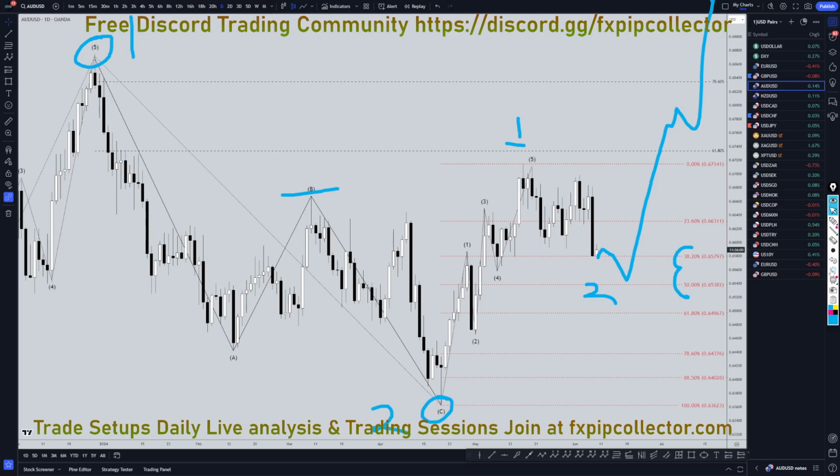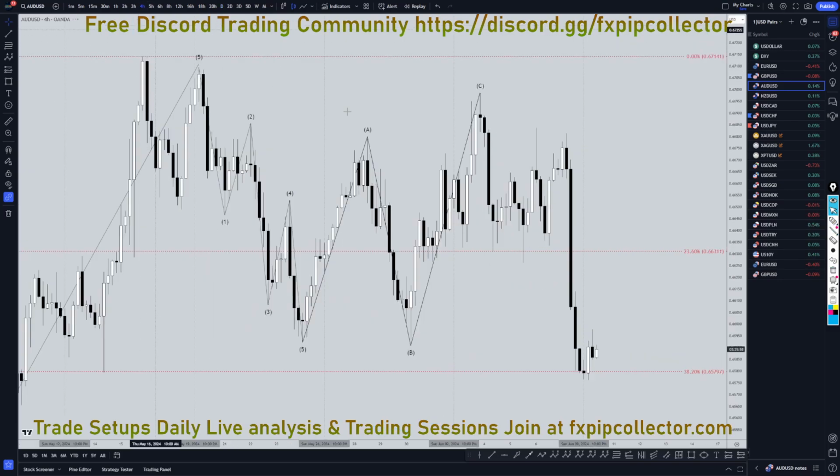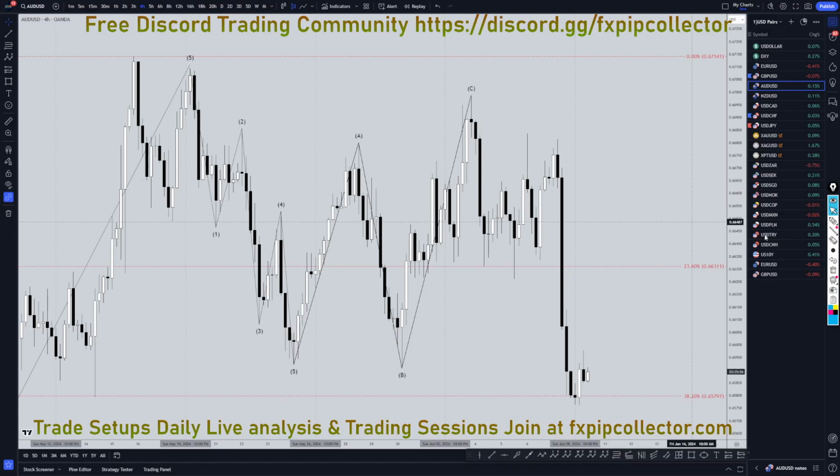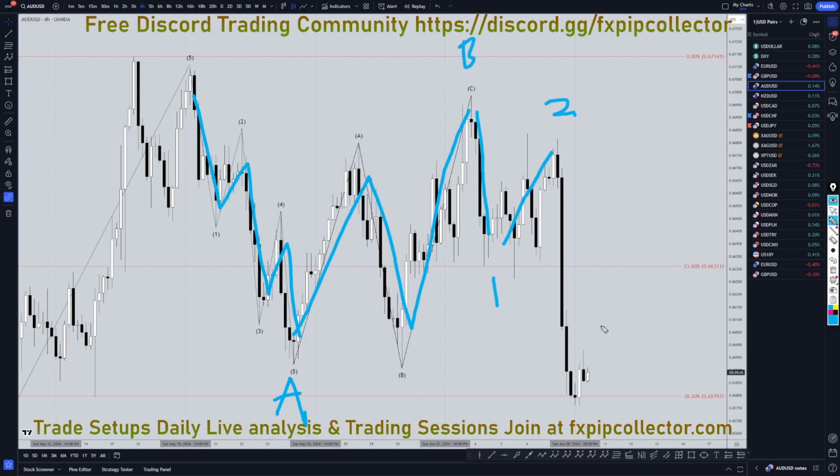So taking it down to the 4 hour time frame. On the 4 hour time frame, I definitely think that we are still going down overall. I think this is very clearly five waves down, wave A. I think this is clearly one, two, three waves up, wave B. I think this is also very clearly a wave one. I think this move up is a wave two. This is probably a wave three of wave C.